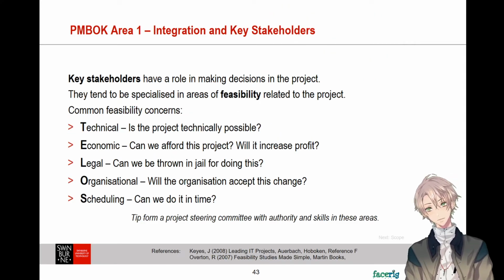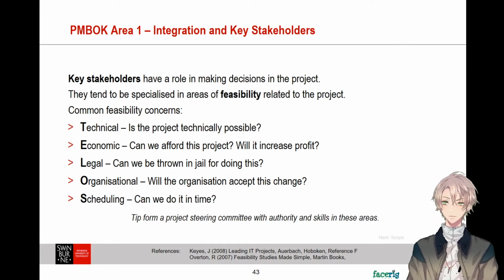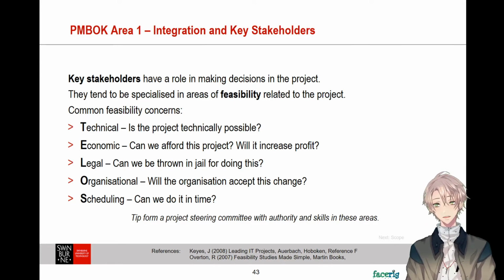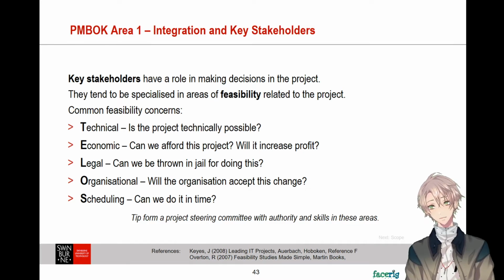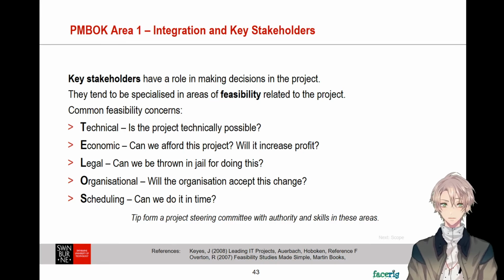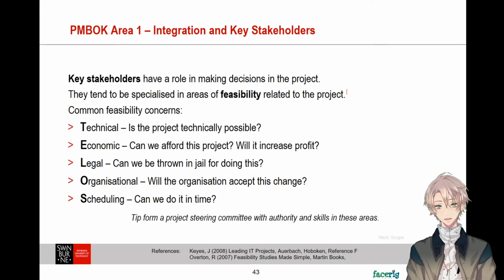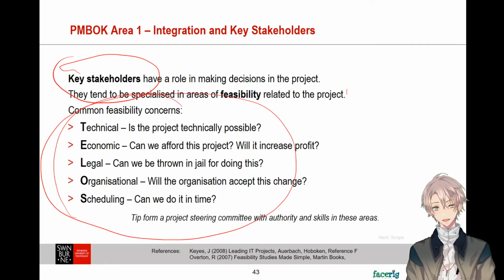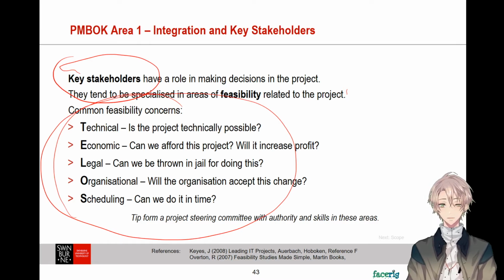Let's move on. Okay, so key stakeholders have role in making decision in the project. They tend to be specialized in area feasibility related to the project. Alright, so let's see. What it is trying to say over here is the key stakeholder usually have the knowledge of the project. For example, let's try to have a problem. Okay, let's start a problem.